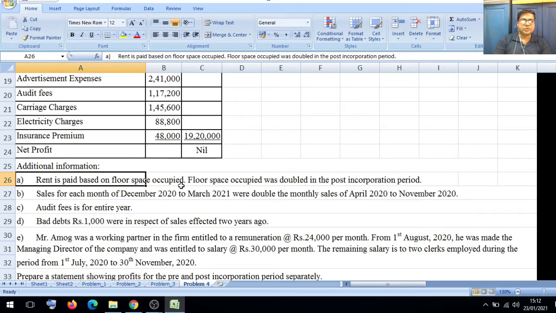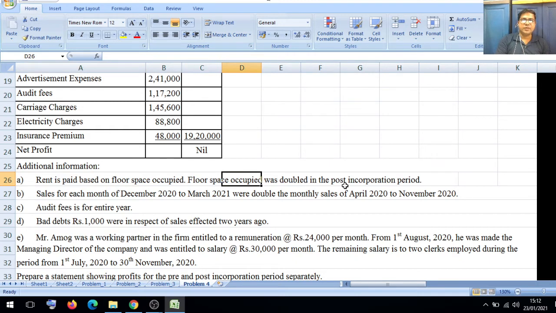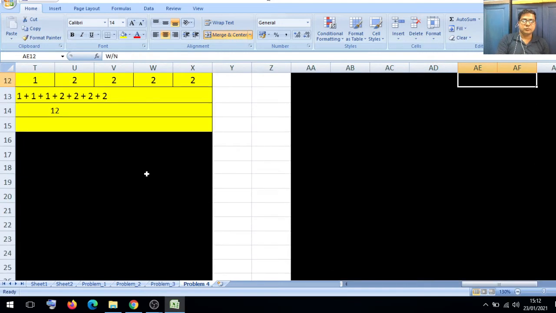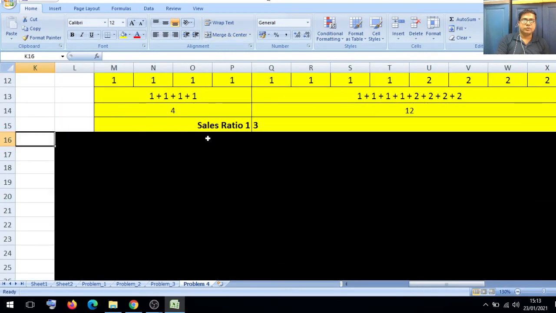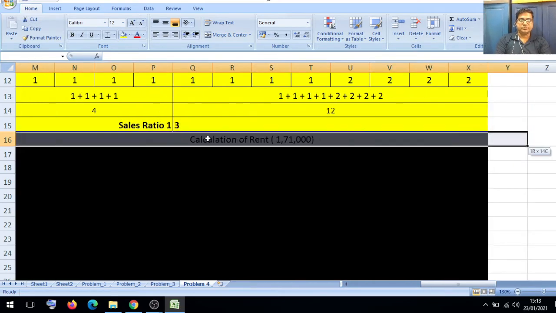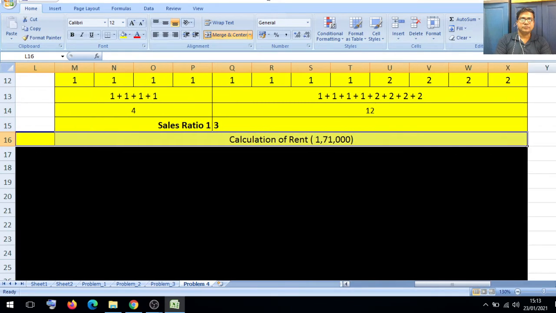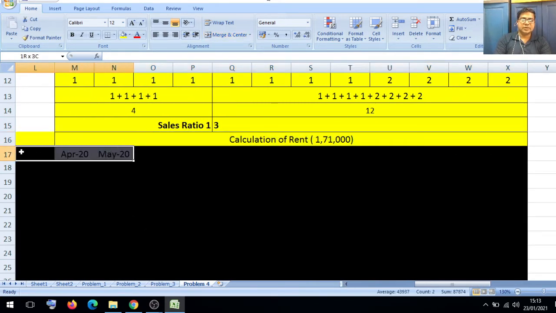It means how much space is occupied by the company. That basis we have to consider. Floor space occupied was double in the post-incorporation period. It was double. So we will find out the floor space occupied. The rent is 1,71,000. Now we will consider the periods.